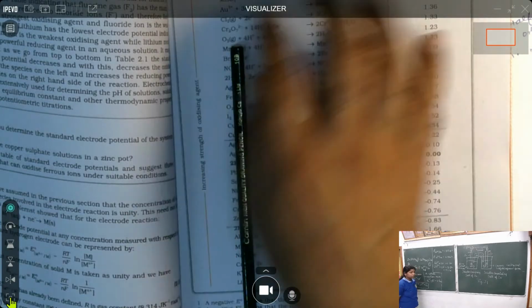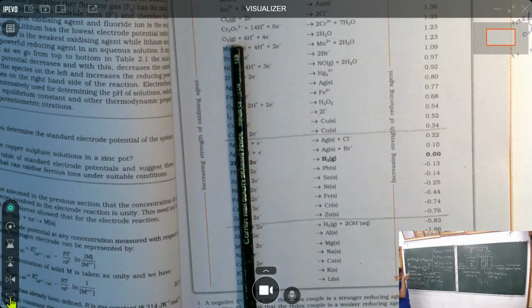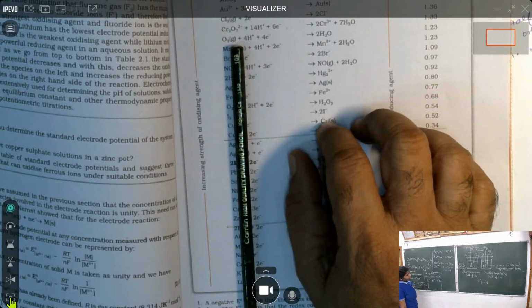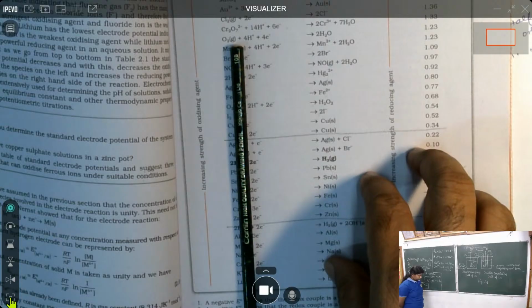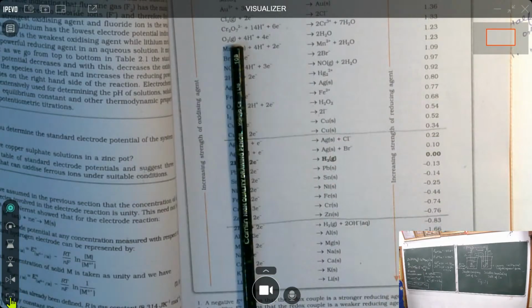In order for this copper 2+ ion to become copper, the voltage required is 0.34 for copper. Similarly, for zinc, it is minus 0.76. If it is minus, it is opposite to the reduction process. That is, it naturally undergoes oxidation, and that is why I put zinc on the left side. Do you understand this?